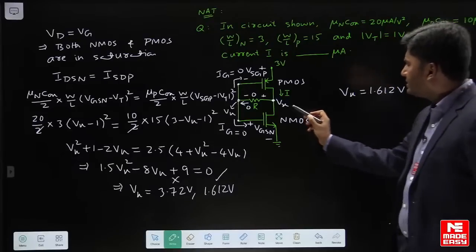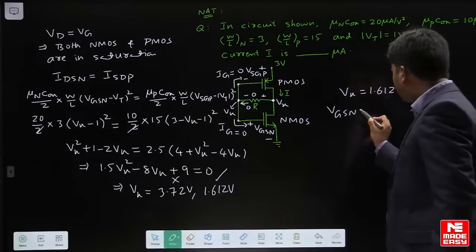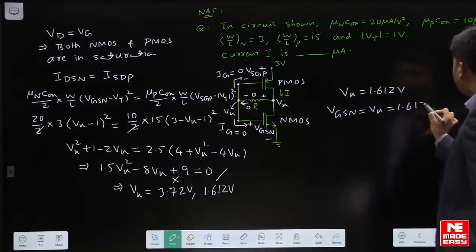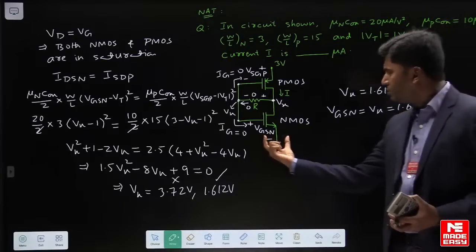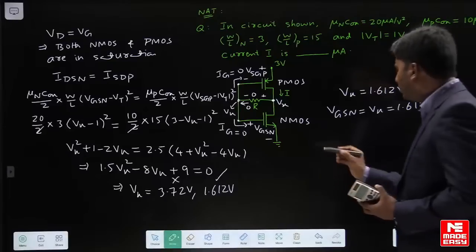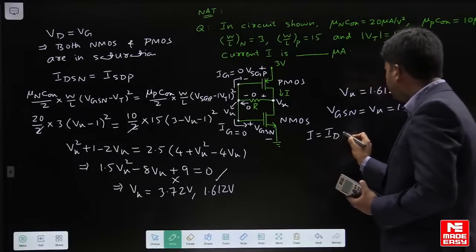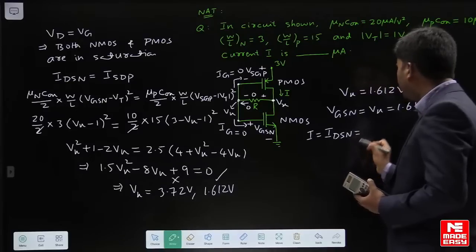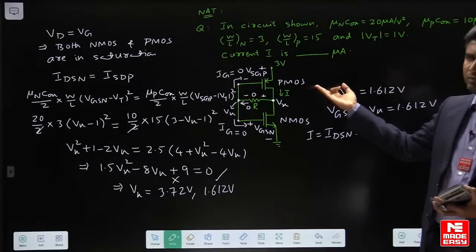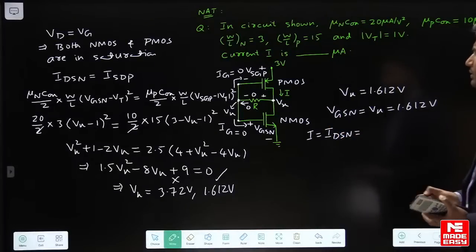Now once we know Vx, we can say VGSN is same as Vx, 1.612. Okay, VGS of NMOS it will be same as Vx only. फिर आप करंट I को फाइंड कर लो. I is equal to IDSN, drain current of NMOS. You can use the current equation for PMOS also, no problem, you will get the same answer. I have written I equal to IDS of the NMOS.